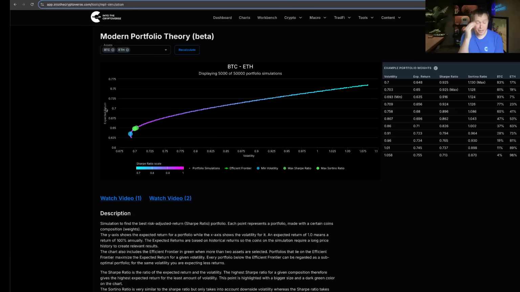So what we can do is use sort of the brother of the Sharpe ratio, or maybe the long-lost cousin, the Sortino ratio. Now, the Sortino ratio does not punish positive volatility. And in this case, the Sortino ratio is maximized at 0.7 volatility and would yield 83% Bitcoin, 17% ETH.